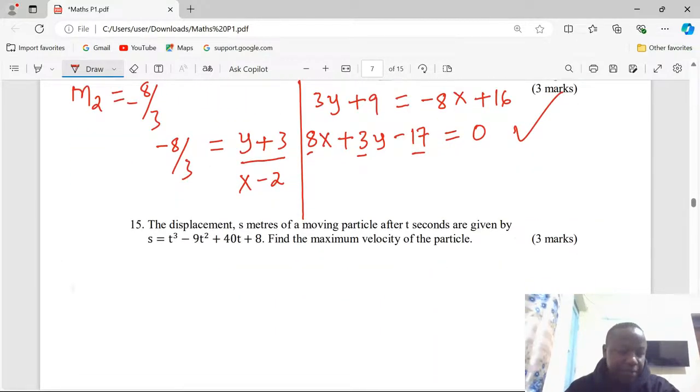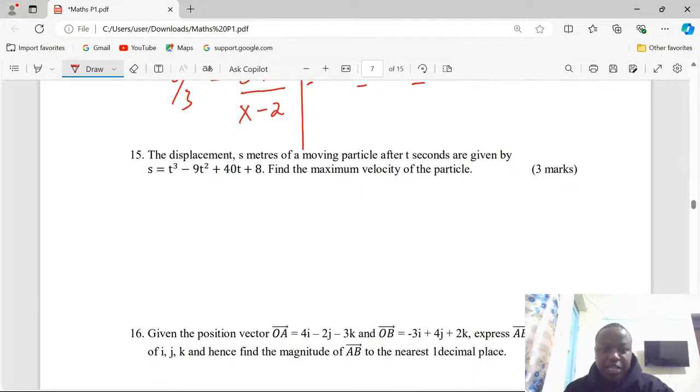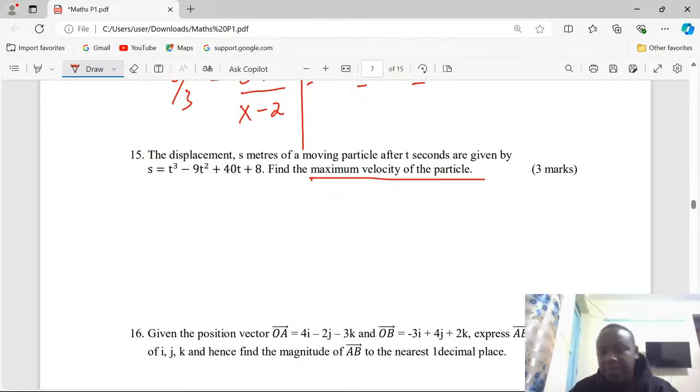Number 15. The displacement S meters of a moving particle after t seconds is given by S equals t power 3 minus 9t squared plus 40t plus 8. Find the maximum velocity of the particle.